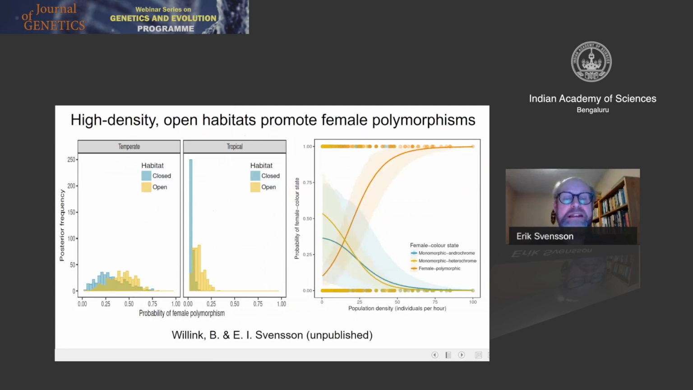And finally, here are some field data where we have made transects in various areas in the world, in the tropical zone and in the temperate zone, and classified the habitat as closed, typically forest, or open, and look at the probability of female polymorphism. And these surveys clearly show that in open habitats, polymorphic species are more common, taking phylogeny into account. And in the right-hand figure, you see the probability of a species being in the various female color states, and the probability of a lineage being polymorphic increases significantly with density. So the more dense populations are, according to these transects, the higher the probability that the female species is polymorphic.